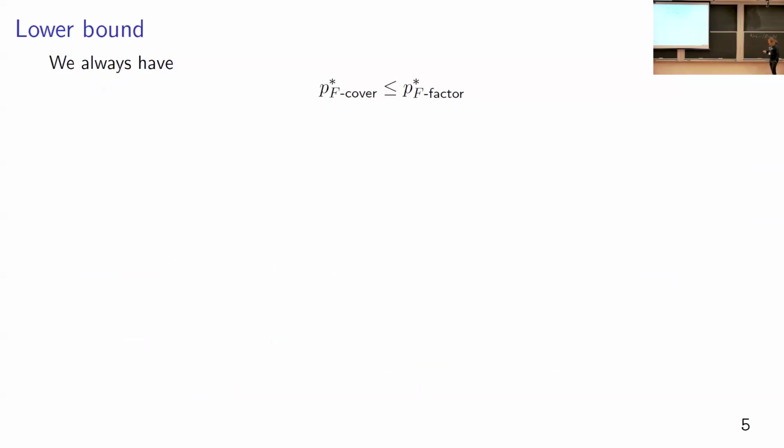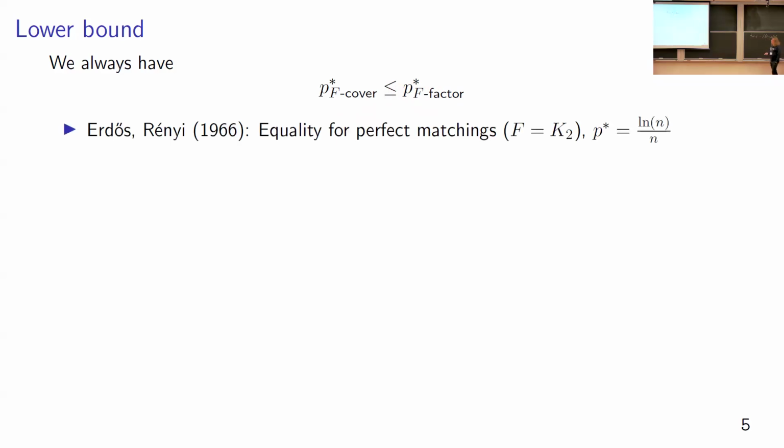Okay, so as I said, the lower bound comes from the fact that we need an F covering to have an F factor, so this is always going to be true. And it will turn out that we have equality, and this is not unprecedented. Erdős and Rényi looked at perfect matchings, and they found these two thresholds coincide. The ln n over n, if you actually compare this with our result, it's perfectly consistent.